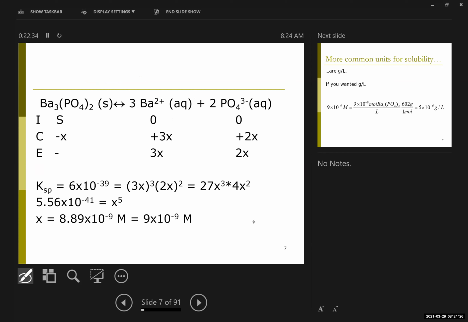Other than that, this should still be old familiar ground, right? It's not 1-to-1-to-1 anymore, but it's 1-to-3-to-2. So minus x, plus 3x, and plus 2x. I plus C is still E, right? And the stoichiometry becomes the exponent in the K equation. So the KSP is the barium cubed times the phosphate squared.